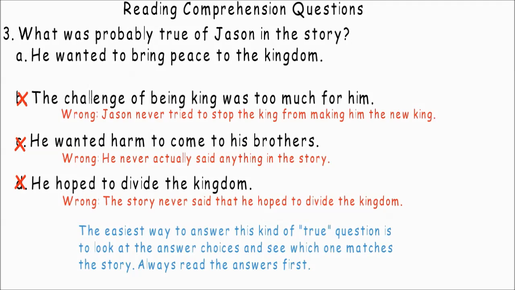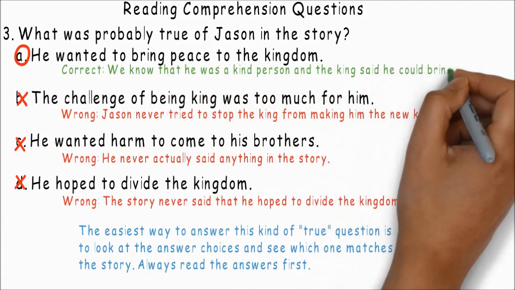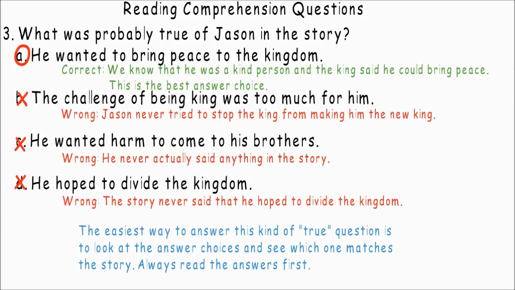So the answer must be A. He wanted to bring peace to the kingdom. We know that he was a kind person, and the king said he could bring peace. This is the best answer choice.